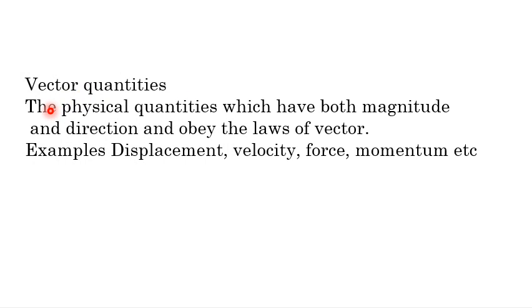Vector quantities. The physical quantities which have both magnitude and direction and obey the laws of vector. Now all those physical quantities which have both the magnitude, your numerical value, and the direction, in which direction they are moving or in which direction they will give the change, such physical quantities are known as your vector quantities. Examples: displacement, velocity, force, momentum.